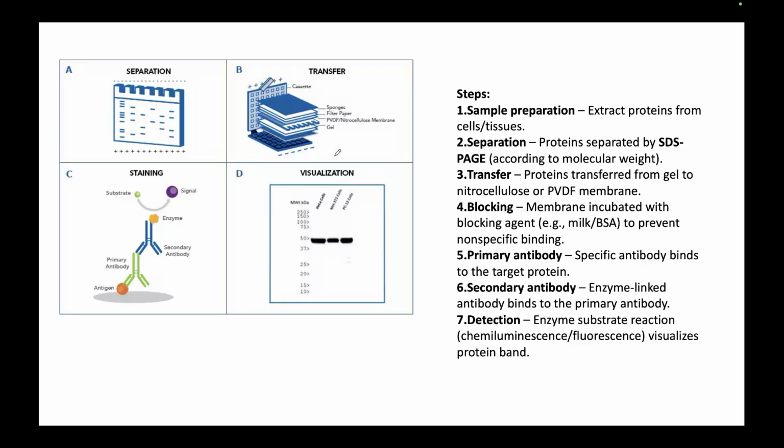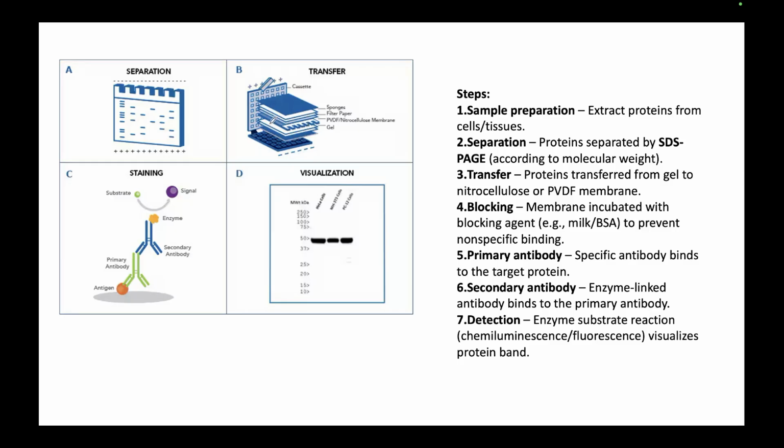Or we run extracted proteins from the cells or from the tissues, and then they separate according to their size. The proteins are now on a gel. Next step, you transfer those from the gel to a membrane. This membrane is called nitrocellulose or PVDF membrane, where the protein samples can be transferred. Here it is a kind of sandwich method. Proteins have a charge. You put a sponge, then the gel, on top of the gel a PVDF membrane, then a filter paper, and then sponges. So it is kind of a sandwich.